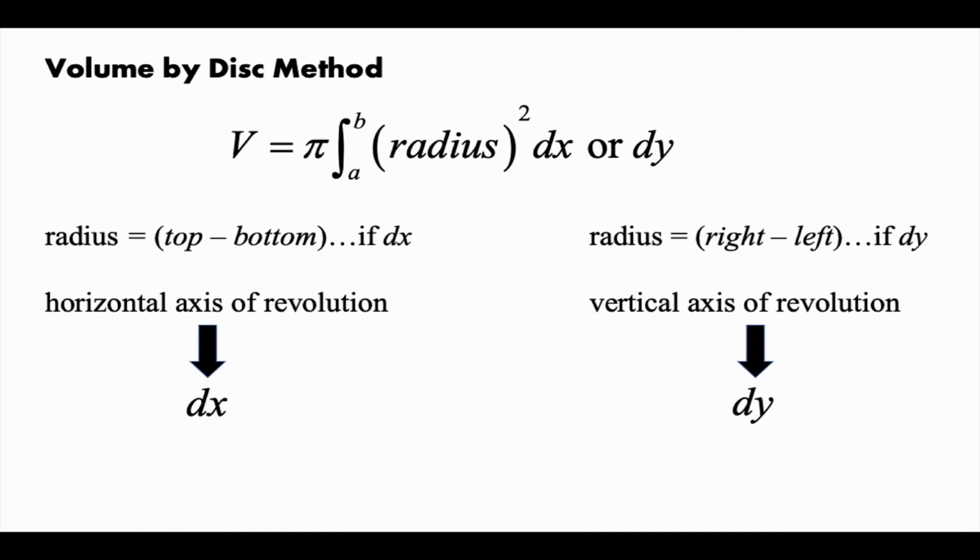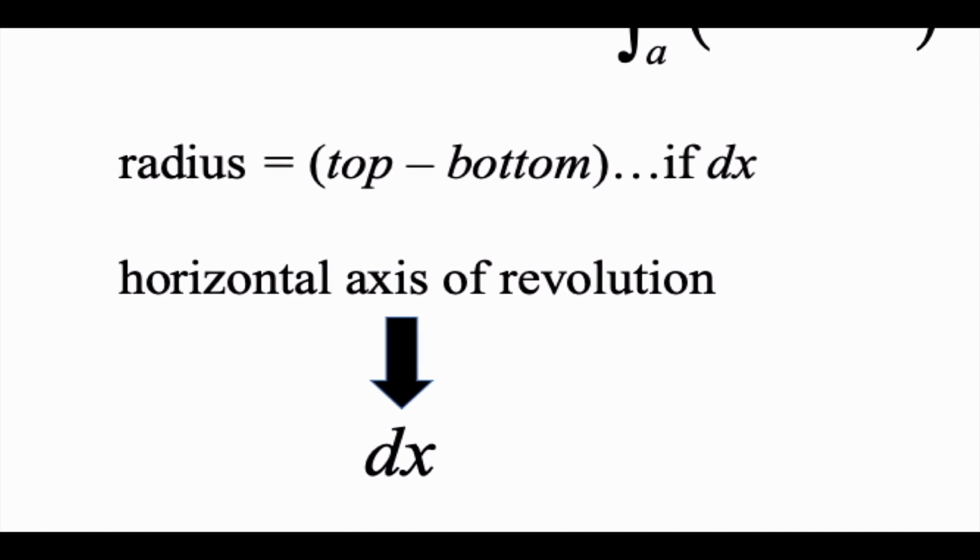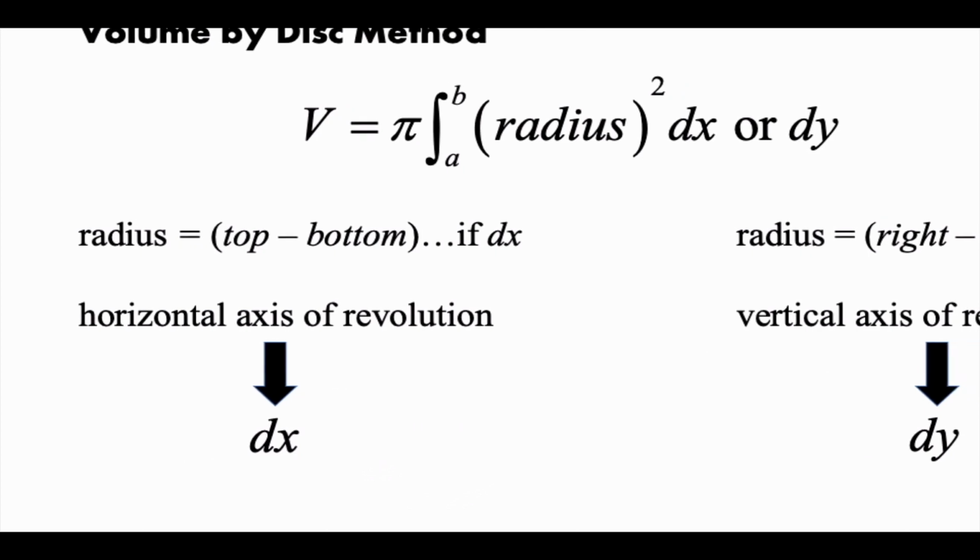So we have two cases. If it's a horizontal axis of revolution, horizontal means this way, like the first picture I showed you. The radius is going to be top function minus bottom function, dx. That's going to be the radius, and that goes right in there. That's for horizontal, over the x-axis, or it won't always be the x-axis, but over this way.